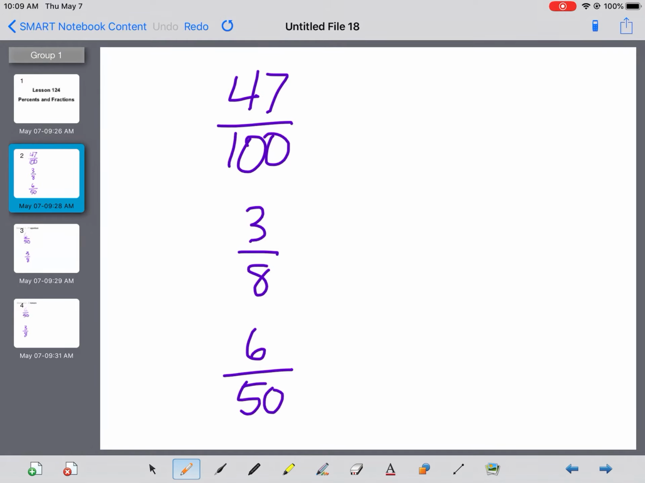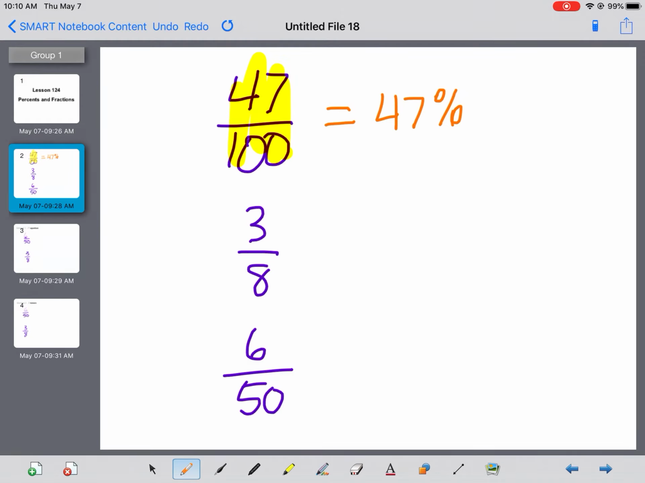Now we already did a little bit of this in previous lessons, where you had a fraction that looked like this, a number that is over 100, or a number being compared to 100, and we learned that if your denominator is 100, you can simply write the numerator as a percent. 47 over 100 is the same thing as 47%.